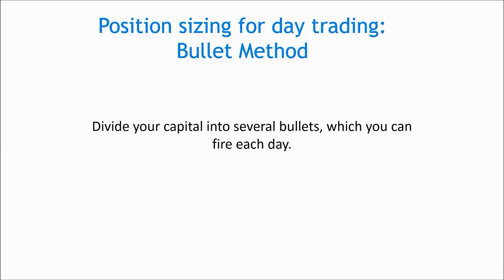Ken divides his capital into several bullets which he can fire each day. To do this, you split your daily risk capital into several parts, or bullets, and that is the number of trades you can place in that day. If you were prepared to risk a maximum of 1.5% of your capital and wanted to place 3 trades in a day, then you might risk 0.5% on each trade.